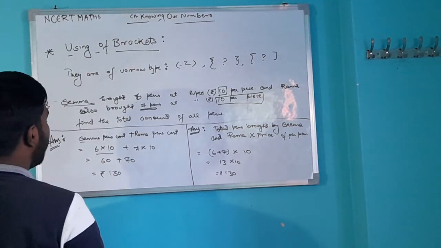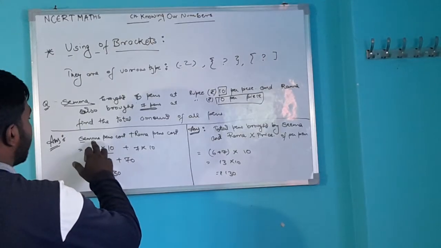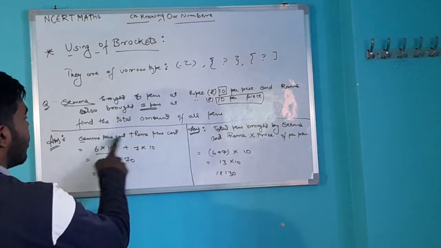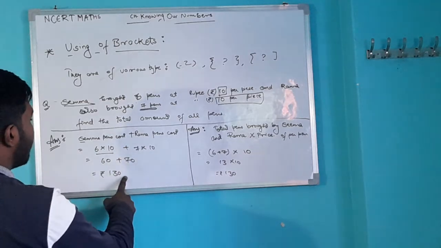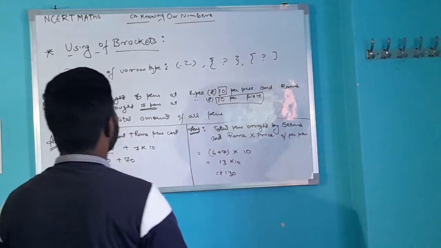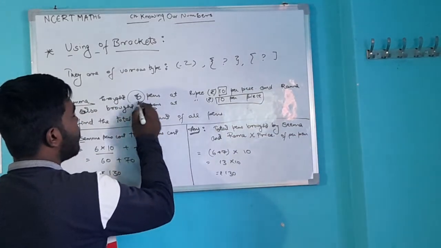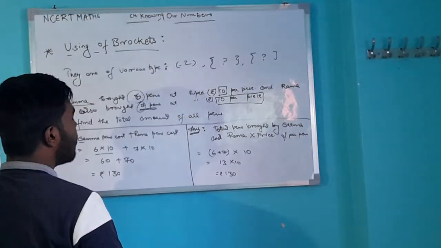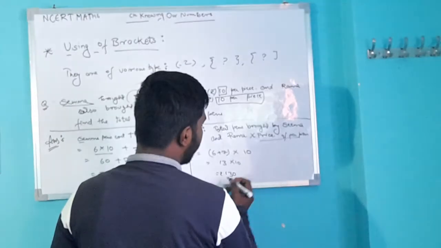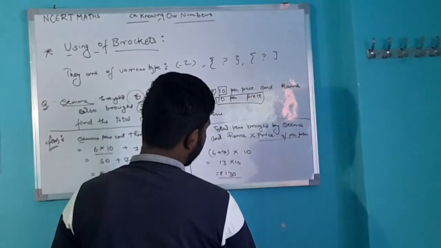In the first method, we first find the cost of Seema, then we find the cost of Rama, and we get 130. In the second method, we add the total pens: Seema has 6 pens and Rama has 7 pens. Then we multiply the total number of pens by the per pen cost, through which we get 130 rupees again.